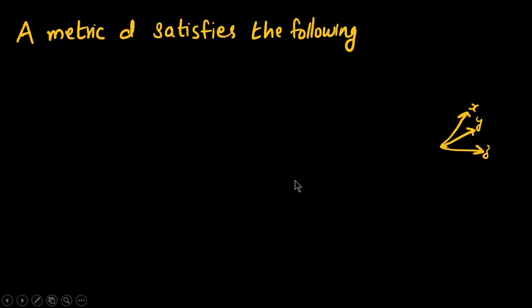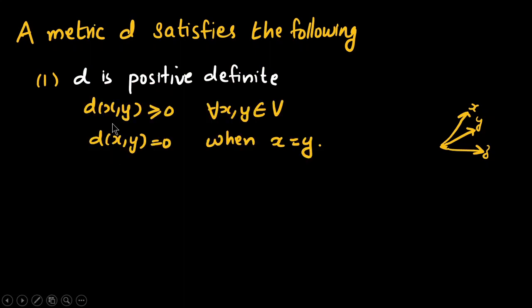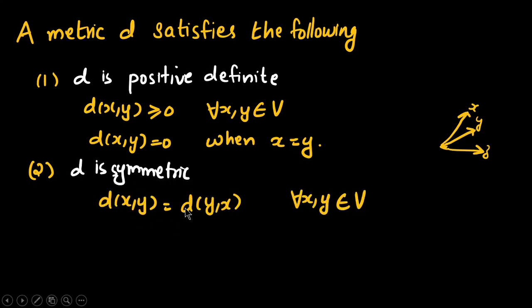A metric d satisfies the following. d is positive definite, and that means d of x, y should be greater than or equal to 0 for all x, y belonging to V, and d of x, y is equal to 0 when x and y are the same. That is the distance between two vectors. It should always be non-negative, giving a positive value, and it can be 0 when both the vectors are the same. And d is symmetric. That means the distance from x to y and from y to x should both be the same for all x, y belonging to V.